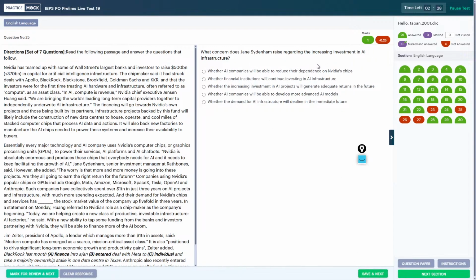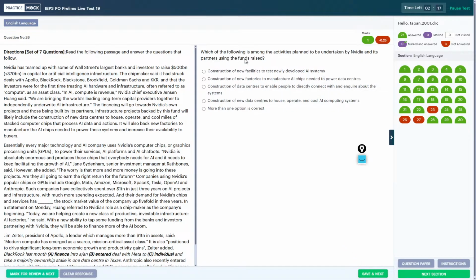There is a concern during this about whether investment return will be able to reduce. Investors will continue increasing investment. AI will generate adequate return in future. Which of the following is among the activities planned by the NVIDIA partners? Okay, construct data centers enabled to let people directly connect and acquire. Construct new data centers, operate and cool AI.